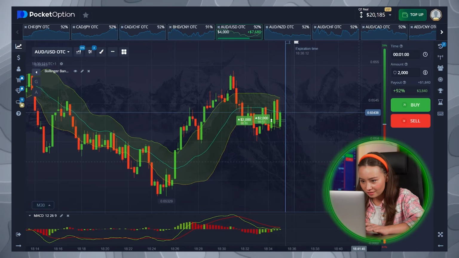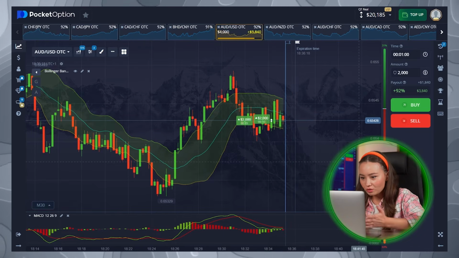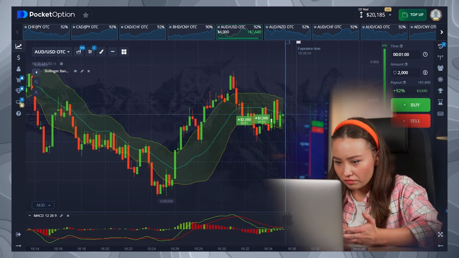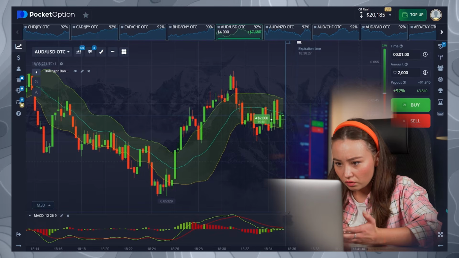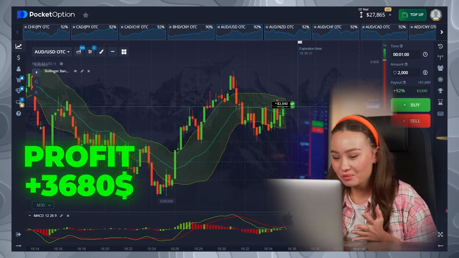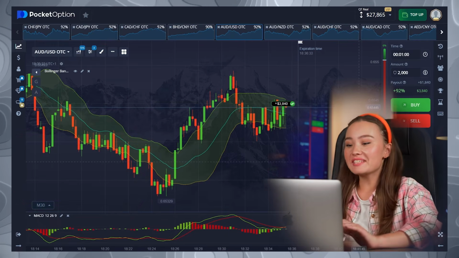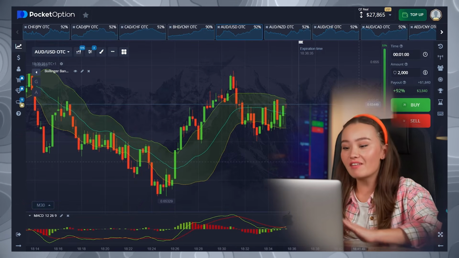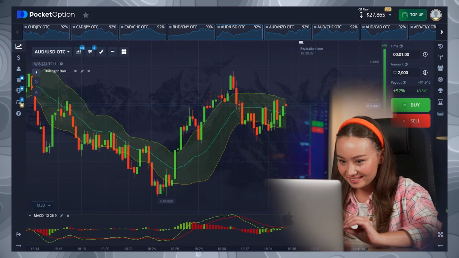Yeah, it's going up. Where you go? 5 seconds. 4. Yes! Awesome, guys, we did it. 2 trades in the green. We recovered the loss on that last one.